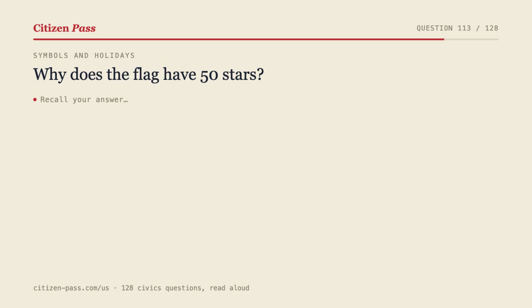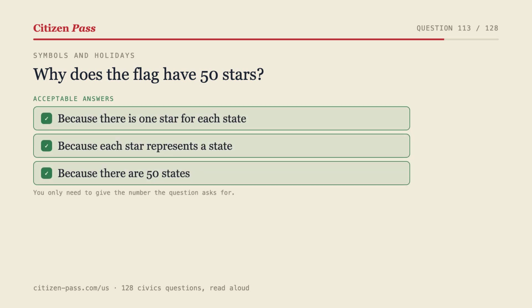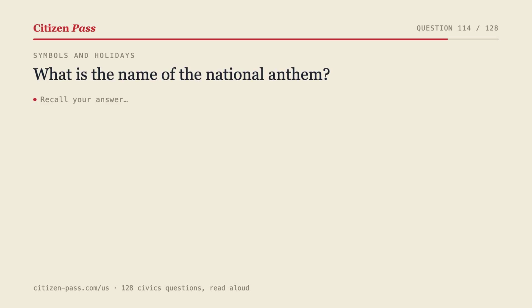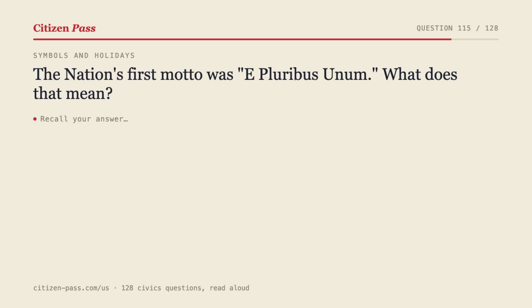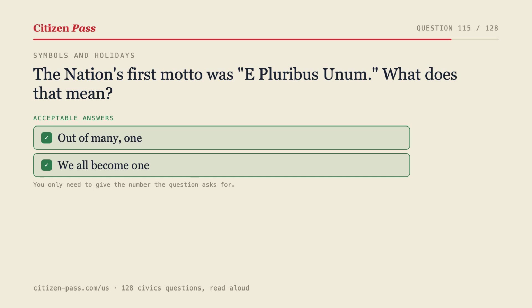Why does the flag have 50 stars? Acceptable answers include because there is one star for each state, because each star represents a state, or because there are 50 states. What is the name of the national anthem? The answer is the Star-Spangled Banner. The nation's first motto was E pluribus unum. What does that mean? Acceptable answers include out of many, one, or we all become one.